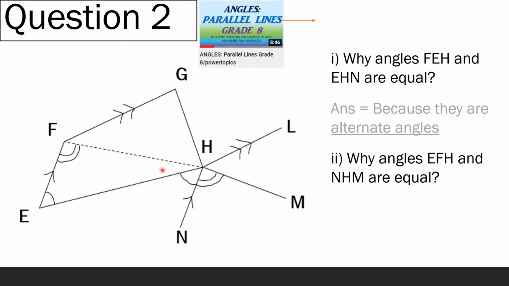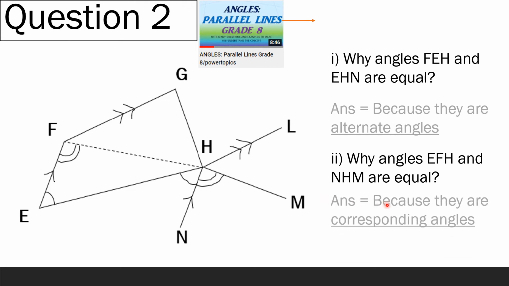Why are the angles EFH and NHM equal? So EFH is this angle right here, and NHM is this angle right here. So now the question is, why are they equal? The answer is that they are corresponding angles.